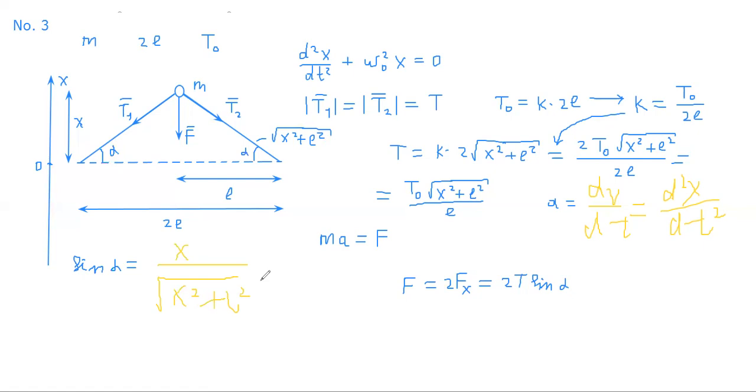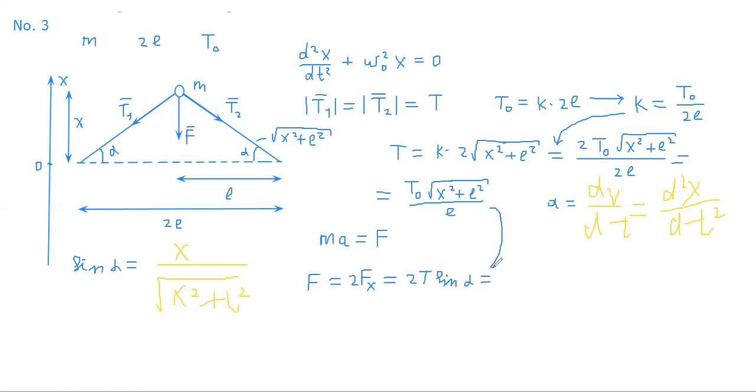Yes, this is equal to x divided by the square root of x to the power of 2 plus L to the power of 2. Okay, that's right. So we have found the vertical projection of the force.